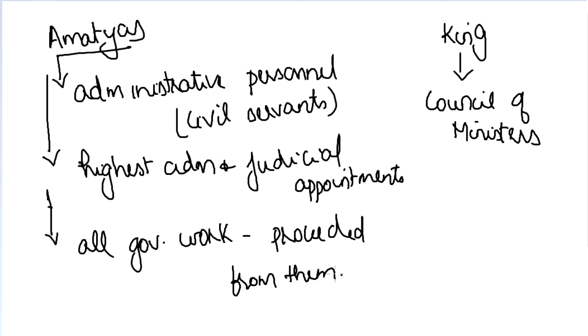So this much is about Amatyas. They were administrative personnel or civil servants. They filled the highest administrative and judicial appointments, and their role was very important because all governmental work proceeded from them. So we finished the king, the council of ministers, and then the Amatyas. Now the next personnel we are going to learn about is the superintendent.